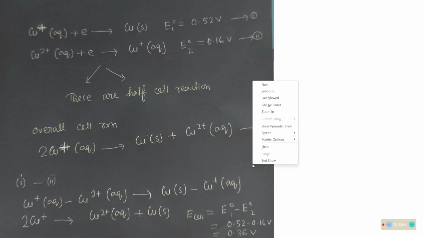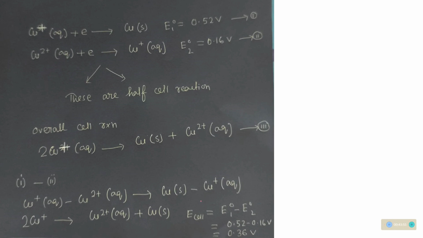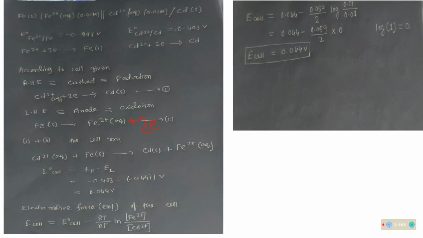Sorry, here it is not E cell, it should be E0 cell. E cell is the electromotive force of the cell. It is not necessary that E cell is always equal to E0 cell. Sometimes it may be equal, but there is a big difference between E cell and E0 cell.